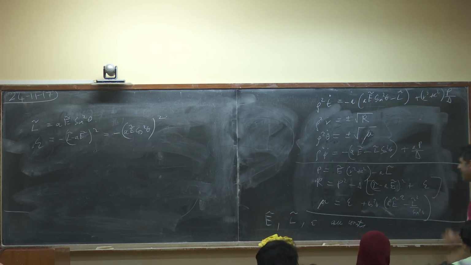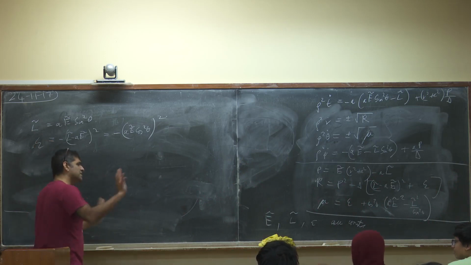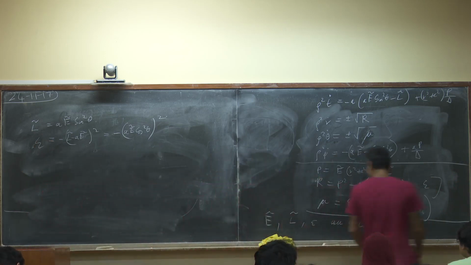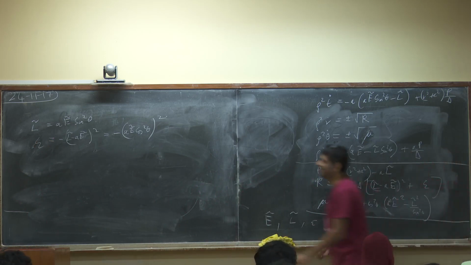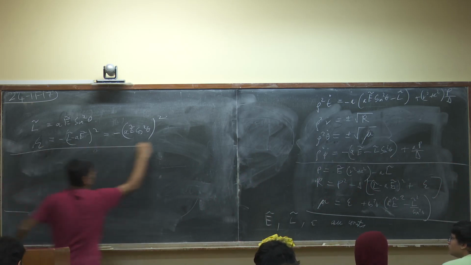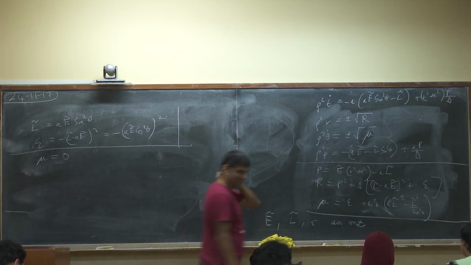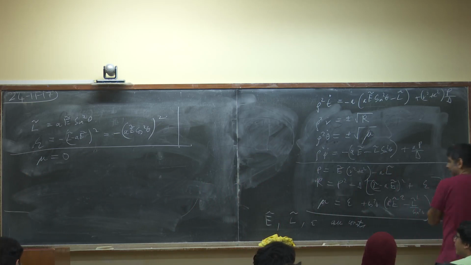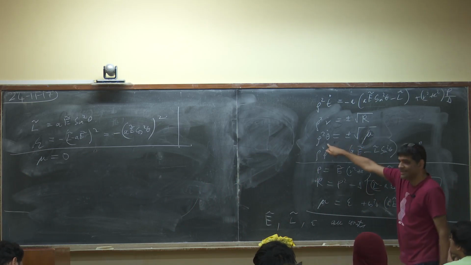This you can easily check just by plugging in. But this is not a unique choice, this is one choice. This is a choice I'm going to make. Just plug in and you'll check. It's 2 minutes. Check that with these choices, mu is equal to 0. So now if mu is equal to 0, theta is a constant.